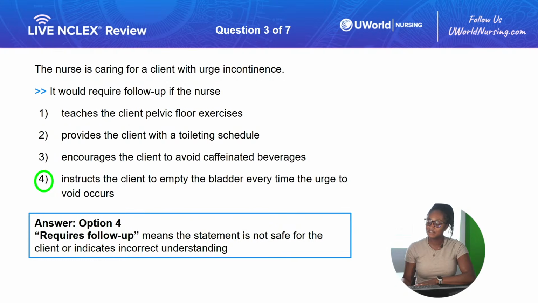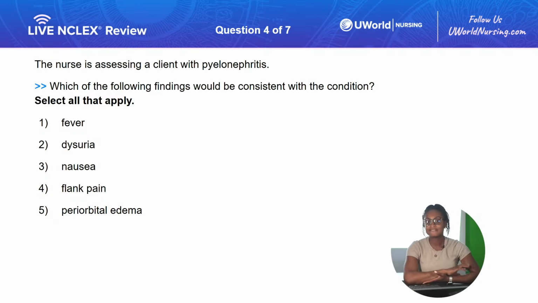But you guys did very good. I feel like I'm still giving y'all good, easy questions, but let's see if this one can kind of trip you up. Question 4, the nurse is assessing a client with pyelonephritis. Which of the following findings would be consistent with the condition? Select all that apply. Option 1, fever. Option 2, dysuria. Option 3, nausea. Option 4, flank pain. And option 5, periorbital edema.